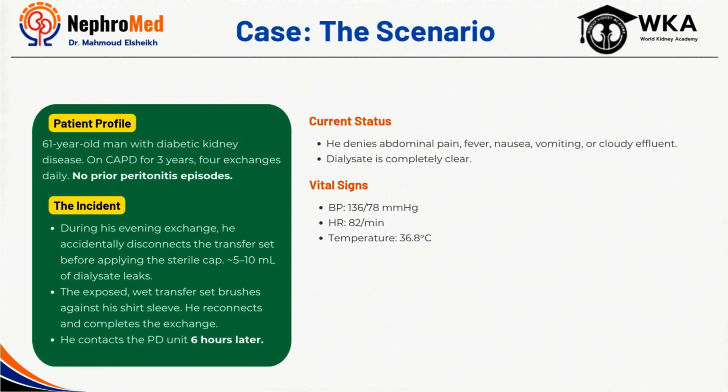Several hours later, he realizes what happened and calls the PD unit. At this point, he is completely asymptomatic. He has no abdominal pain, no fever, no nausea, no vomiting, and his dialysate remains crystal clear. His vital signs are also reassuring, with a normal blood pressure, heart rate, and temperature.